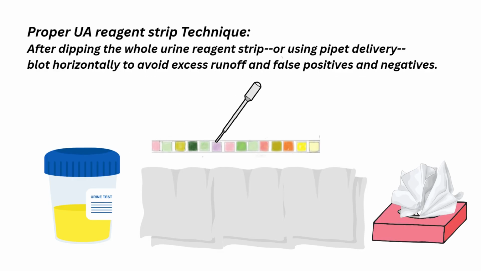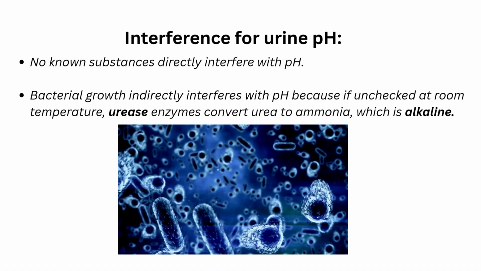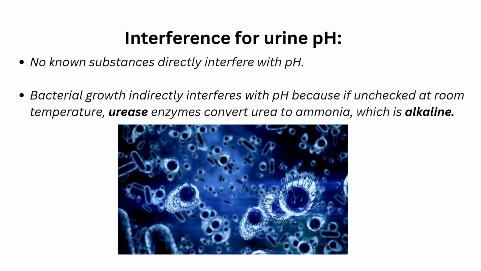To avoid runoff interference, practice proper UA reagent strip technique, delivering the urine horizontally, blotting with the pad, and avoiding excess runoff. Following the manufacturer's timing to read the reagent strip precisely is important because the color pads will change with overtiming, giving a false reading.